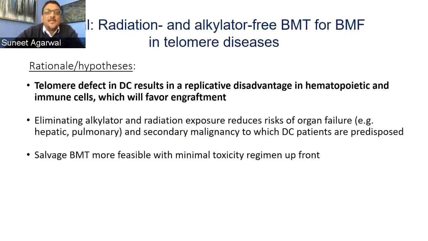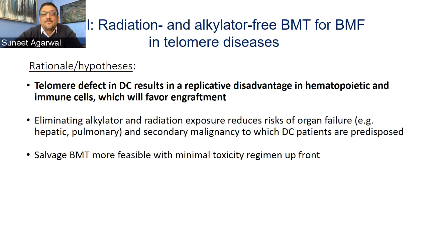So the rationale here that comes from the biology is that the telomere defect in DC patients should result in a replicative disadvantage in hematopoietic and immune cells, which should favor engraftment. And we're trying to take advantage of that in a severely reduced intensity conditioning regimen. And then, of course, as said before, eliminating these agents will reduce the risks of organ failure and secondary malignancy to which DC patients are predisposed.